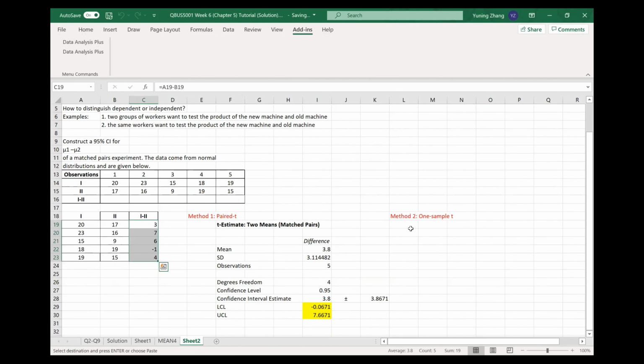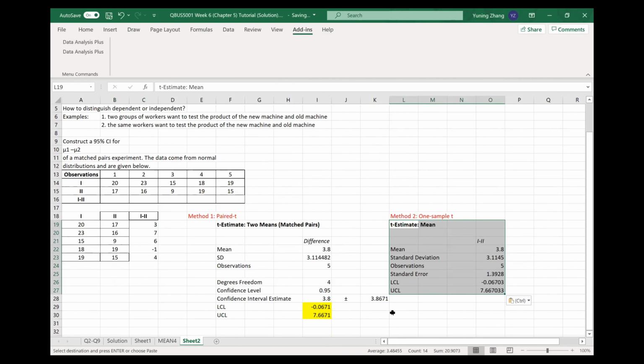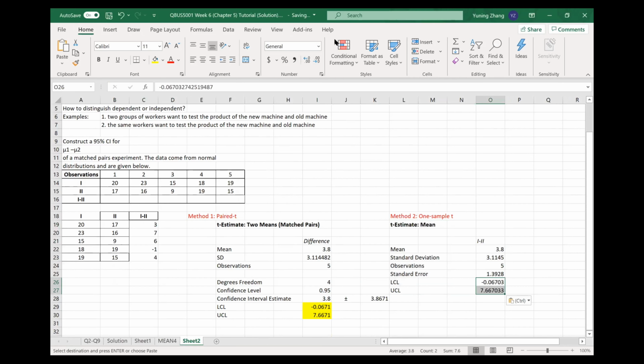We copy this sheet here. So you can see the answer is same. And we also make 4 decimal numbers.